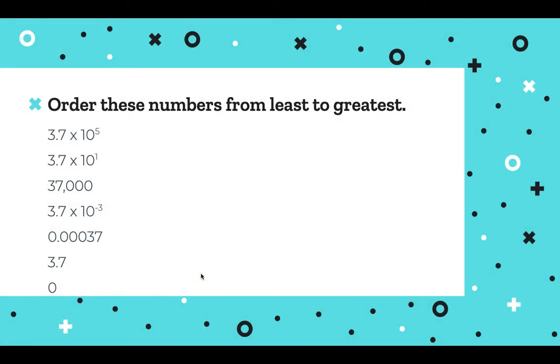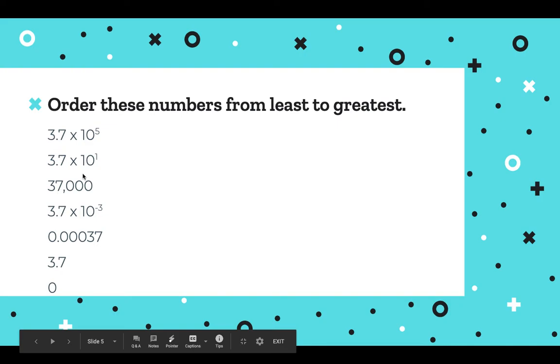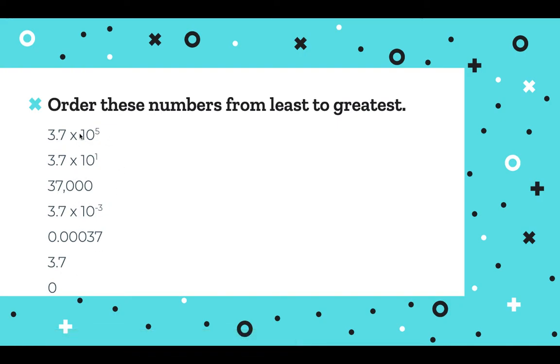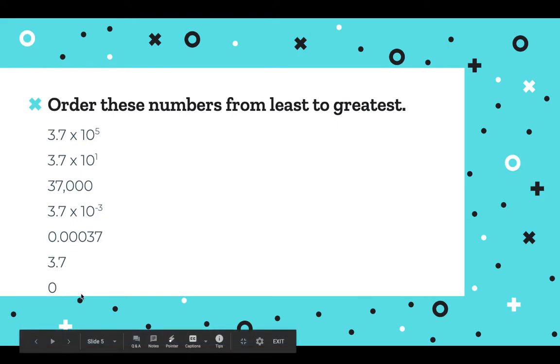Now we're going to ask you to put these 7 numbers in order from least to greatest, or smallest to biggest. The very first thing that you should do is put these in scientific notation. Get them all in the same form. So scientific notation, these two are good. This one we need to convert, and this one's good. This one we need to convert, and 0, we can just keep that the way it is.